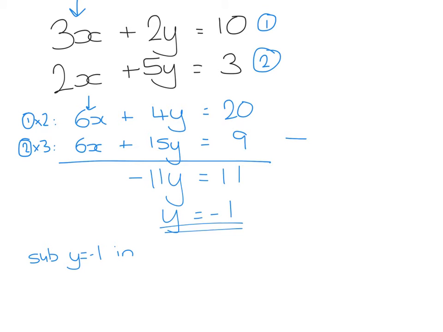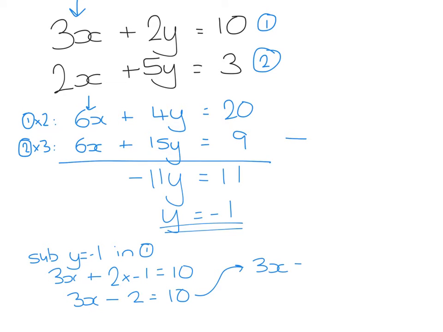It doesn't matter which one you pick, it's entirely up to you, but I'm going to go for equation 1. So 3 lots of x plus 2 lots of y is what my equation said, so 2 lots of minus 1 is equal to 10. So 3x minus 2 is equal to 10 when I simplify that. That's going to give me that 3x is equal to 12, and therefore x is equal to 4.